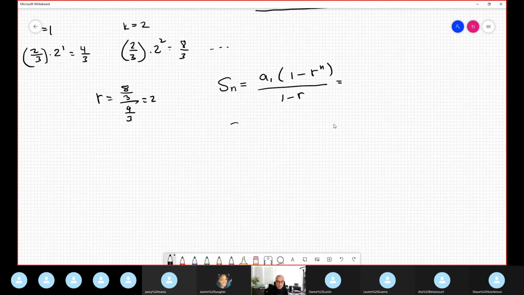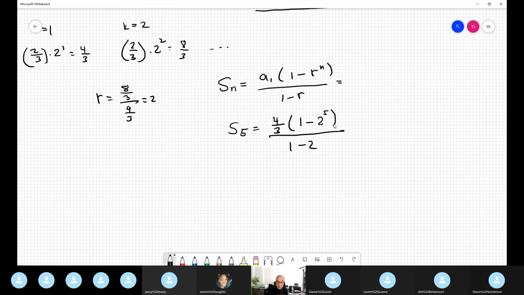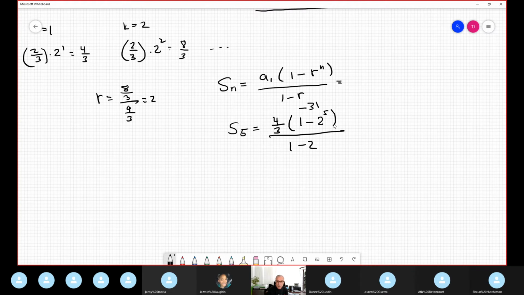Pero I know que A1 es 4/3. Y I know que r is 2. 1 minus 2 to the 5th power divided by 1 minus 2. Bueno, this is 1 minus 32, which is minus 31. And this is negative 1. When you put everything together in the calculator, the answer is 124 divided by 3.